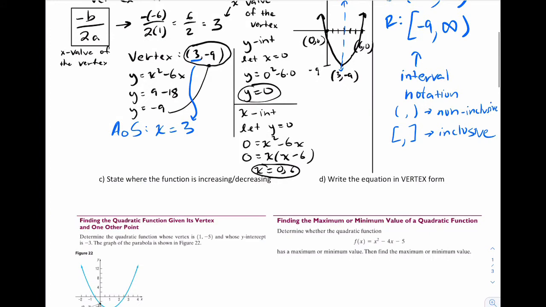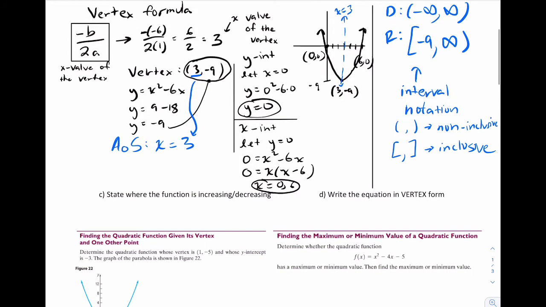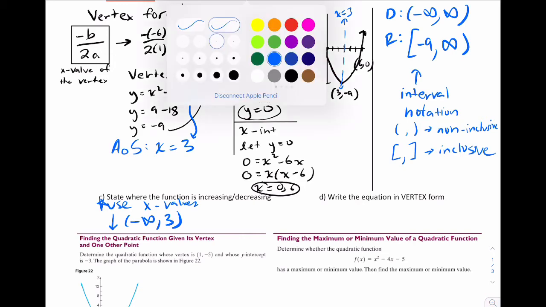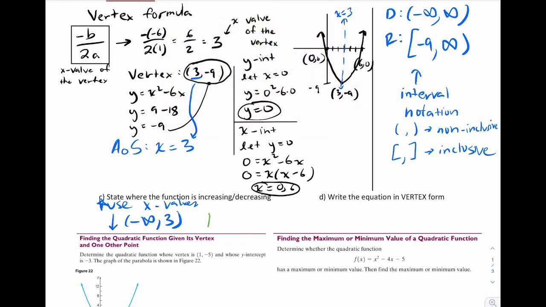Okay, part C. State whether the function is increasing or decreasing. So read this graph left to right. I can see this part of the graph is decreasing. So we use the x values for this. I'll put a note. Use your x values. I'll say it's decreasing, so down arrow from -infinity to 3, since I can see it's decreasing in this region here. And then I'll say it's increasing, so I'll do this in green for us. It's increasing from 3 to infinity.